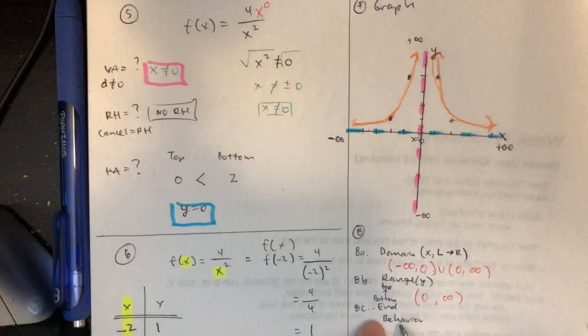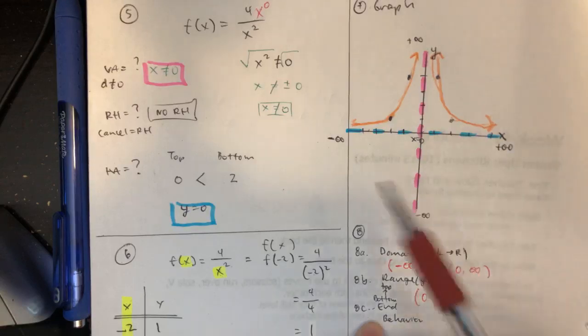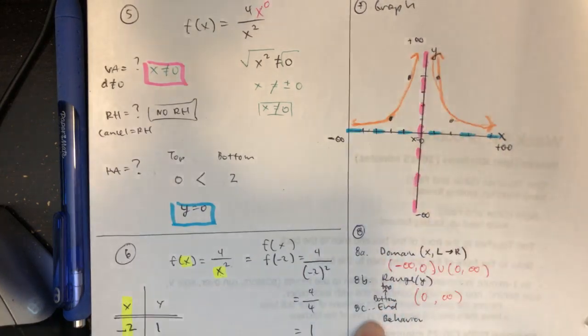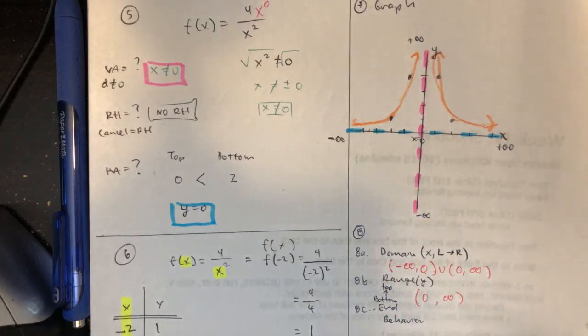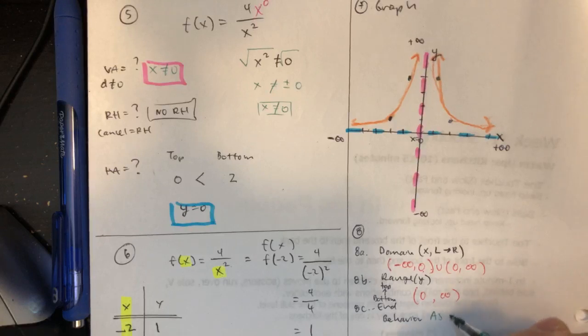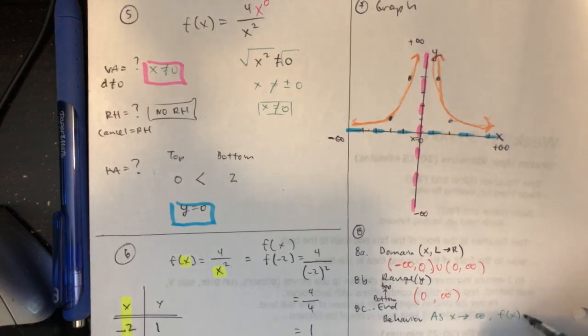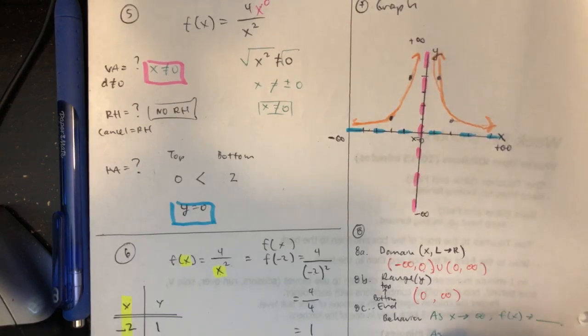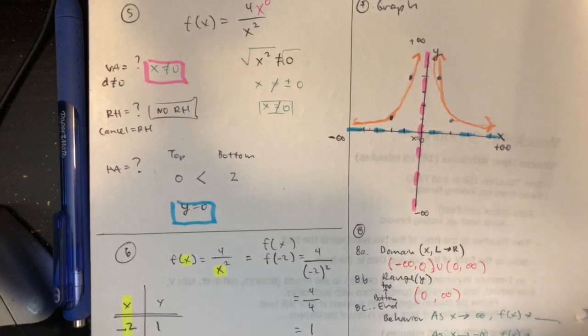End behavior. The end behavior refers to the arrows, and there's a sentence frame for that. As x approaches infinity, f of x goes to blank. As x approaches negative infinity, f of x approaches blank.